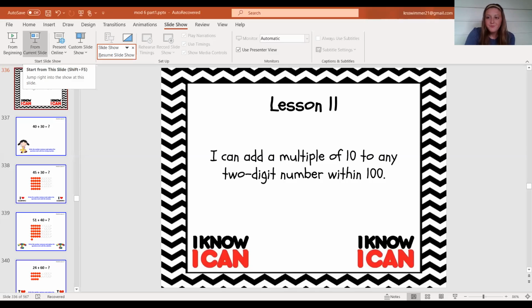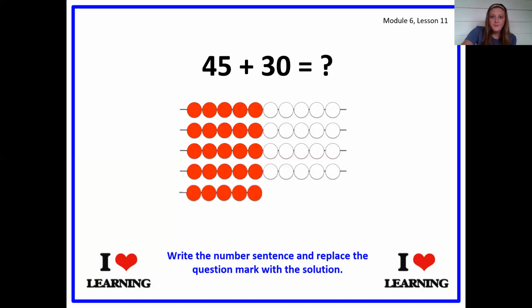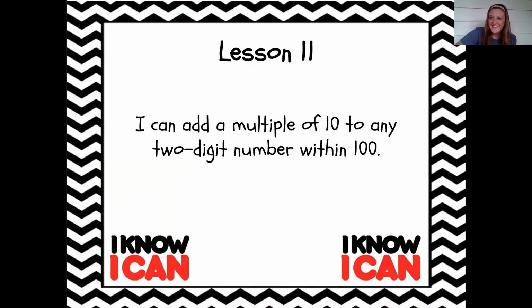So our objective for today is that I can add a multiple of 10 to any two-digit number within 100. So we're going to use that knowledge that we had from last week about how we can add single digits like 6 plus 2 equals 8 to 6 tens plus 2 tens equals 8 tens. So we're going to use our smaller numbers to be able to add higher and harder numbers.